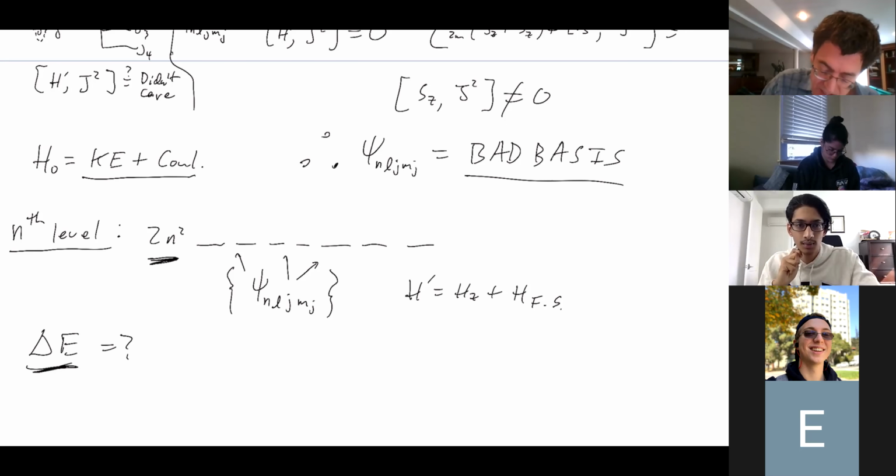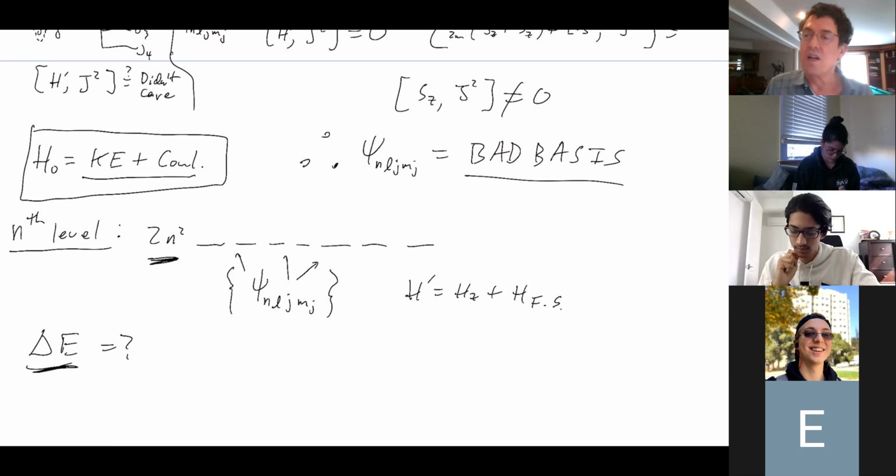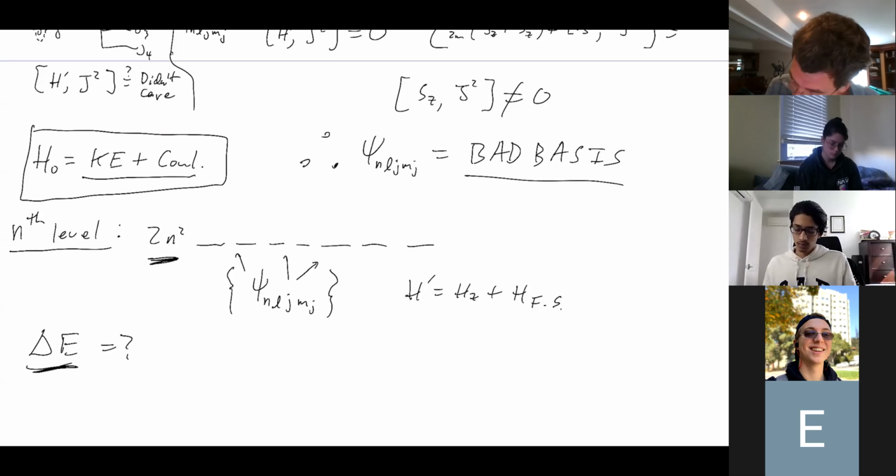The way that we know it is because H naught is kinetic energy plus Coulomb. And so we already know that the n squared level is completely degenerate. There is no splitting. And so if we go into the J basis, all we're doing is rearranging degenerate states. We're just writing new states as superpositions of already known degenerate states, and the superposition of any degenerate states is a degenerate state. Okay, thank you.